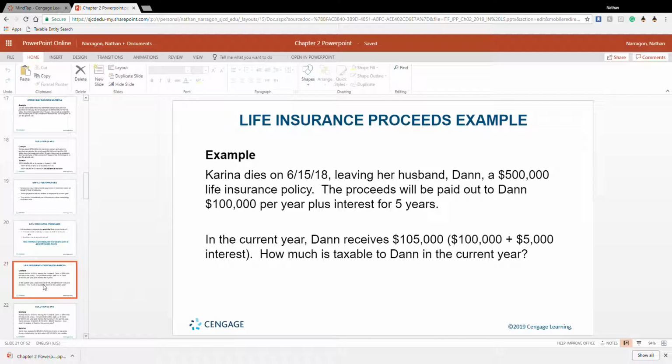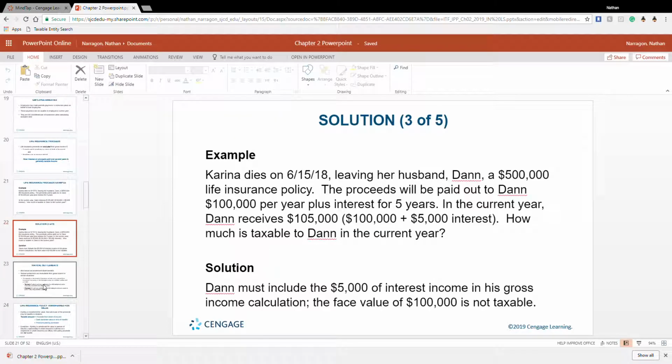So how much is taxable? Well, with Dan, he must include the $5,000 of interest income in his gross income calculation. Again, this is going through multiple years, so 5 years. But that $100,000 is non-taxable. So honestly, I'd rather take a hit on $5,000 than on $100,000. I don't know, up to you, but I think that's reasonable right there.